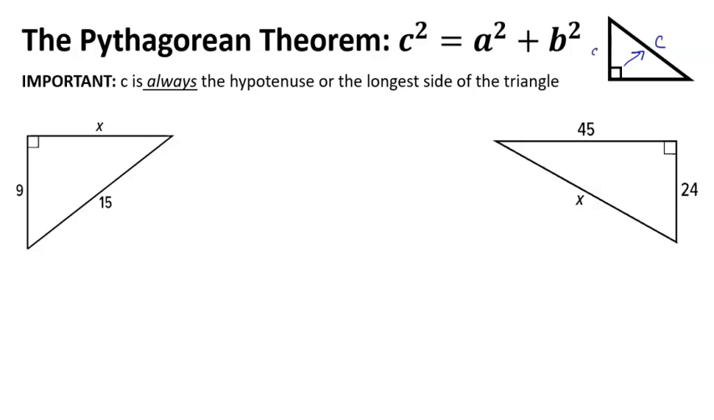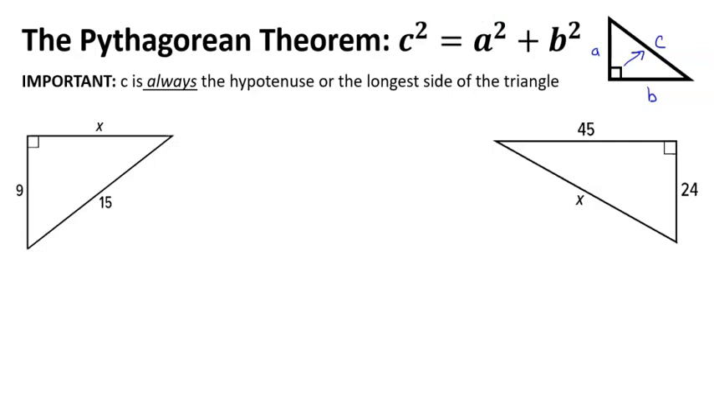And then from there, we have the two legs of our triangle, and those are going to be a and b. And it doesn't matter which one you set as a or b, it's going to work out the same. But c always needs to be across from that 90-degree angle. So let's go ahead and get started with this first one.